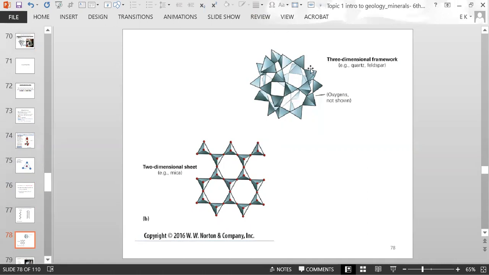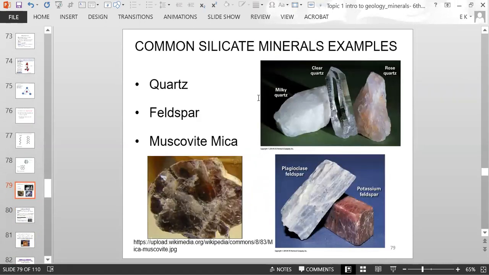Then you have a three-dimensional framework for minerals such as quartz and feldspar, which are strong, hard minerals. These are some common silicate minerals: quartz, feldspar, and muscovite mica. So this picture up here shows you some quartz in different colors. You have milky quartz, clear quartz, and rose quartz. Then you have plagioclase feldspar, potassium feldspar, and here's some muscovite mica. So these are common silicate minerals.